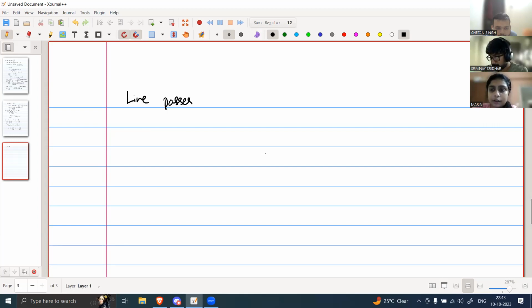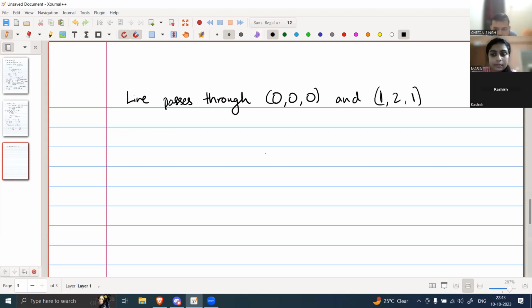Can you do that without using the formula x minus x1 by a equal to y minus y1 by b, where a, b, c are the intercepts and it passes through x1, x2, x3? Then it will come in the form of i j cap. Yeah, you can think of it in terms of i j cap, but what does i signify? It's just 1 unit in the x direction, right? And j cap is telling you 1 unit in the y direction, and k cap is the z direction.